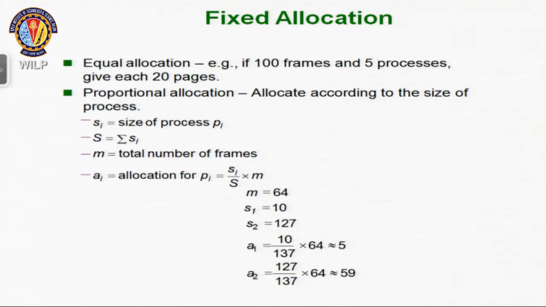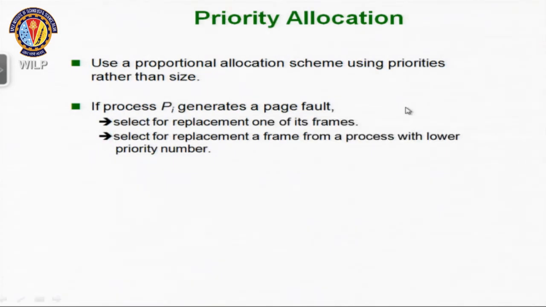If we take an example, we say M is 64, process s1 is 10 and process s2 is 127. My allocation for the first process would be 10 upon 137 into 64, so that is 5 frames, and a2 would get 59 frames. So we can clearly see that if we allocate proportionally, then the larger process gets a larger share of the frames, and a smaller process gets a smaller share of frames.